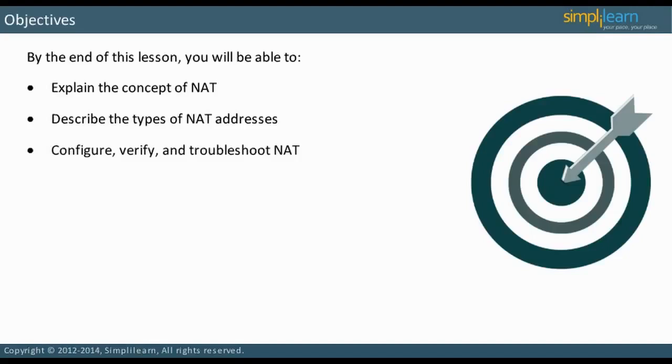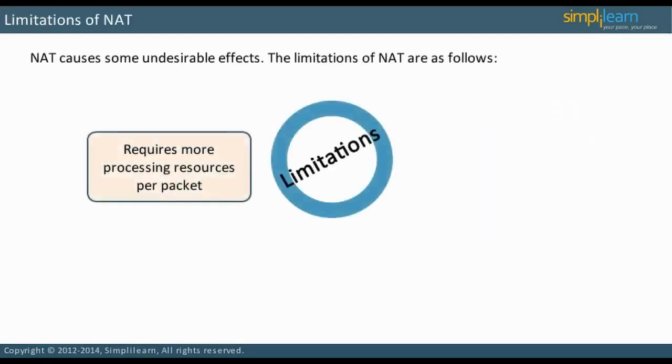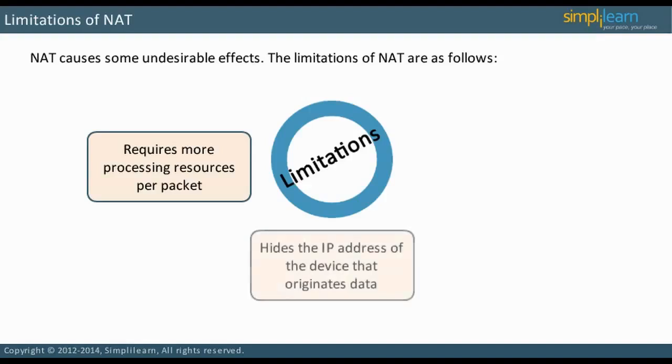Why is address translation needed at all? Let us understand this in the next slide. NAT requires more processing resources per packet. The device that performs NAT must have additional processing power and memory to minimize any delay that could be caused by NAT. NAT hides the IP address of the device that originates data.